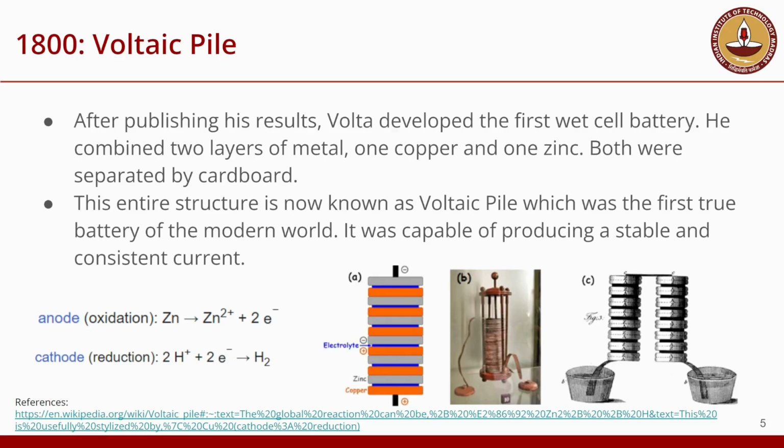Note that at the cathode, H+ ions get reduced to H2 gas. This happens over the copper reduction case due to the electron reduction potential values at that temperature. It is given the name voltaic pile because of the structure and appearance of the battery. Nevertheless, it was capable of producing a stable and consistent current.